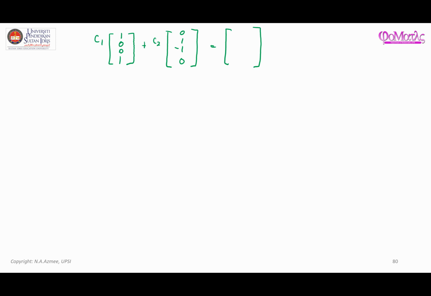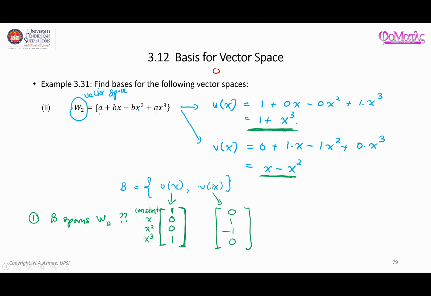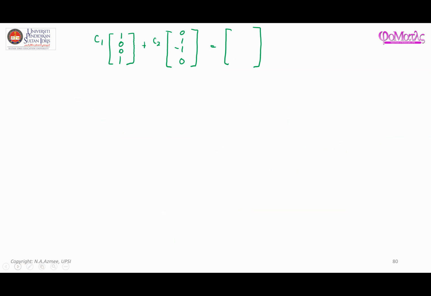So what kind of alphabets do you want to represent? You can of course use X, Y, and so on, but here when you talk about this vector space, you can represent it in terms of, well, this is a constant, this is A, this is for X, B, this is for X squared, negative B, and this is A. So then you can represent it as such: A, B, negative B, A.